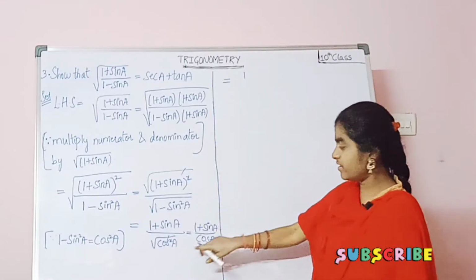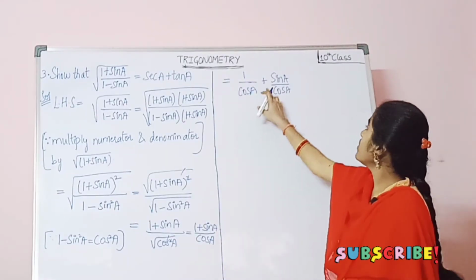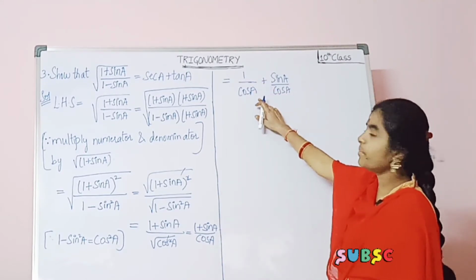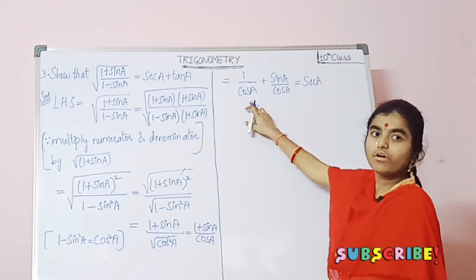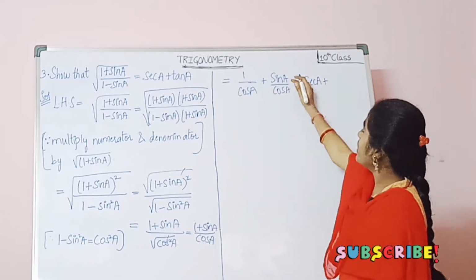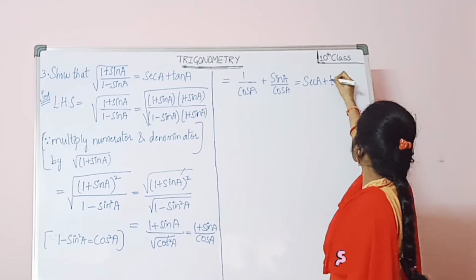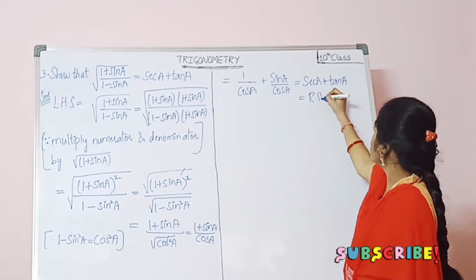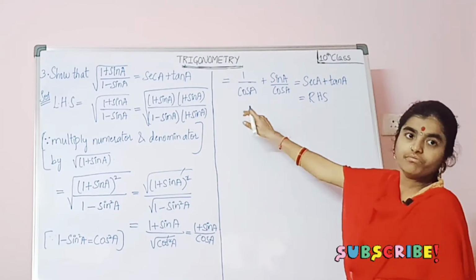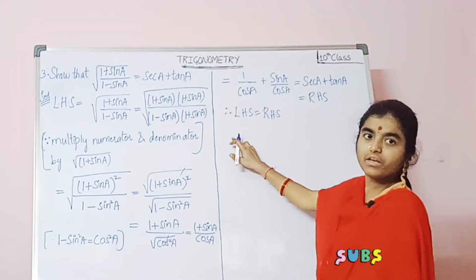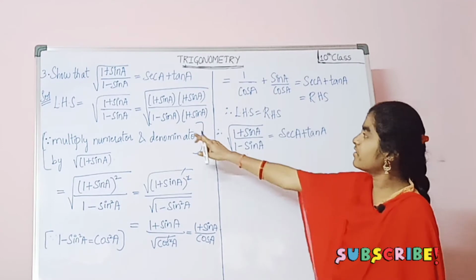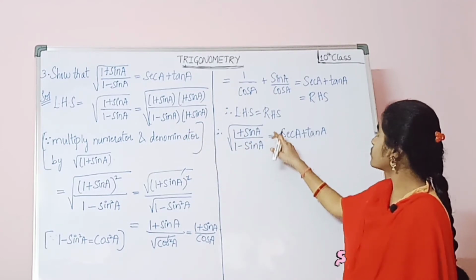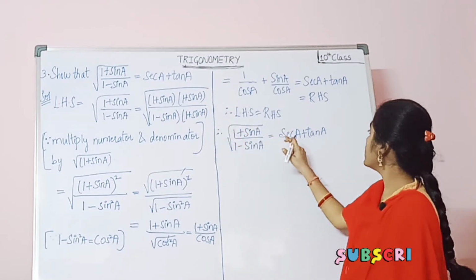Now we can write this separately. So 1 by cos A plus sin A by cos A. We are separating this. So 1 by cos A means secant A plus sin A by cos A means tan A. So this is RHS, which is what we have to prove, secant A plus tan A. Therefore LHS equals RHS. What is LHS here? Root of 1 plus sin A by 1 minus sin A equals, what is RHS? Secant A plus tan A.